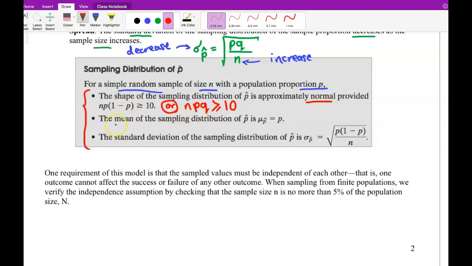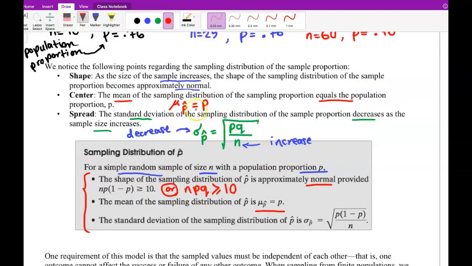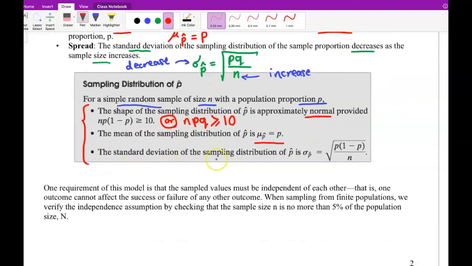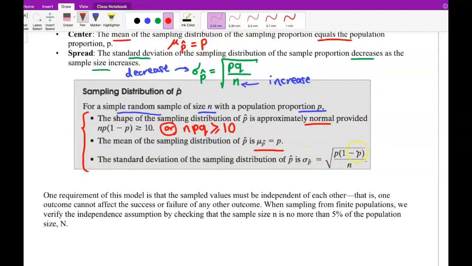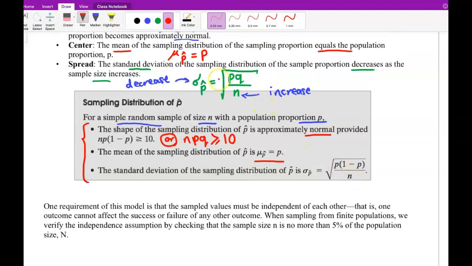Then the next part, the mean is equal to the population proportion, exactly what we did here on top. And then the standard deviation of the sampling distribution is equal to the root of p times 1 minus p divided by n. We have that one on top. Or instead of 1 minus p, I had q. So this is equal to the square root of p times q over n.